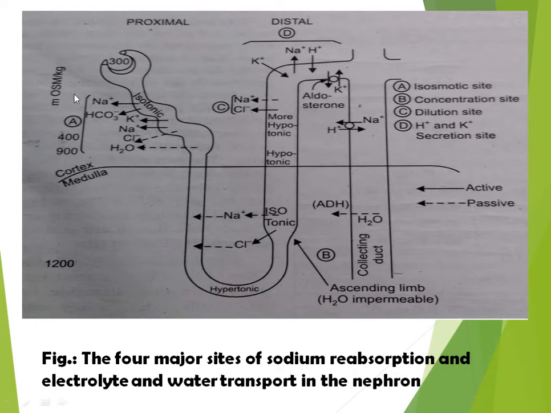Now see in the diagram, these are the isosmotic site, next the concentration site, next the dilution site, and the last one is the hydrogen and potassium secretion site.